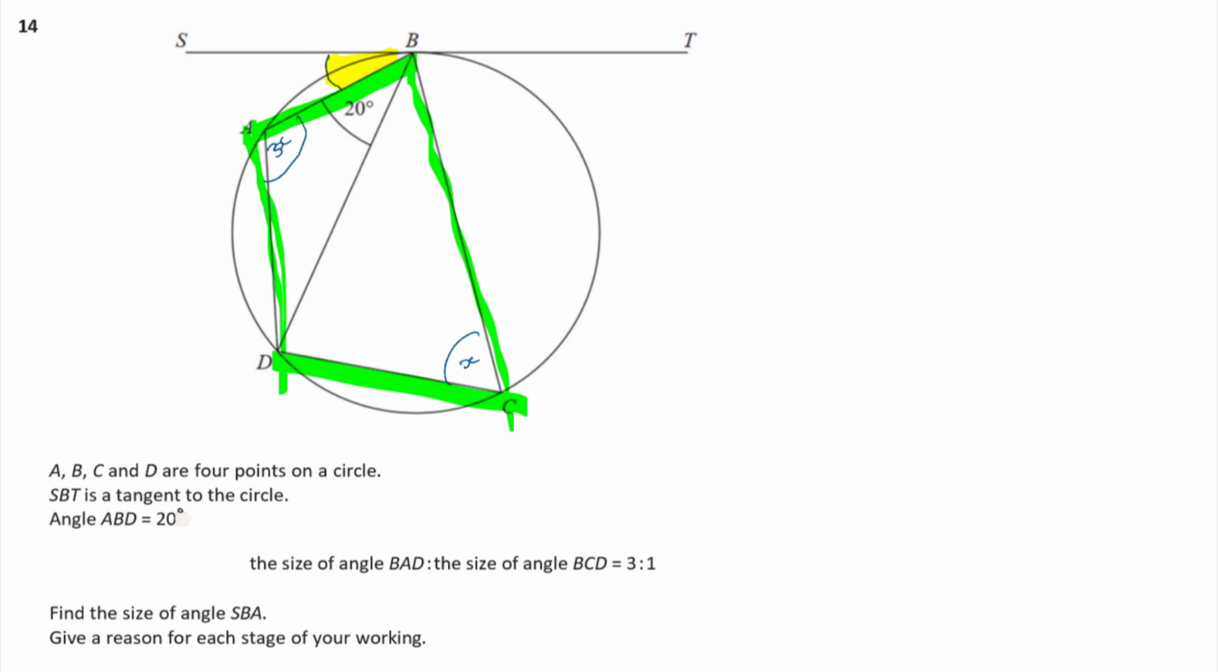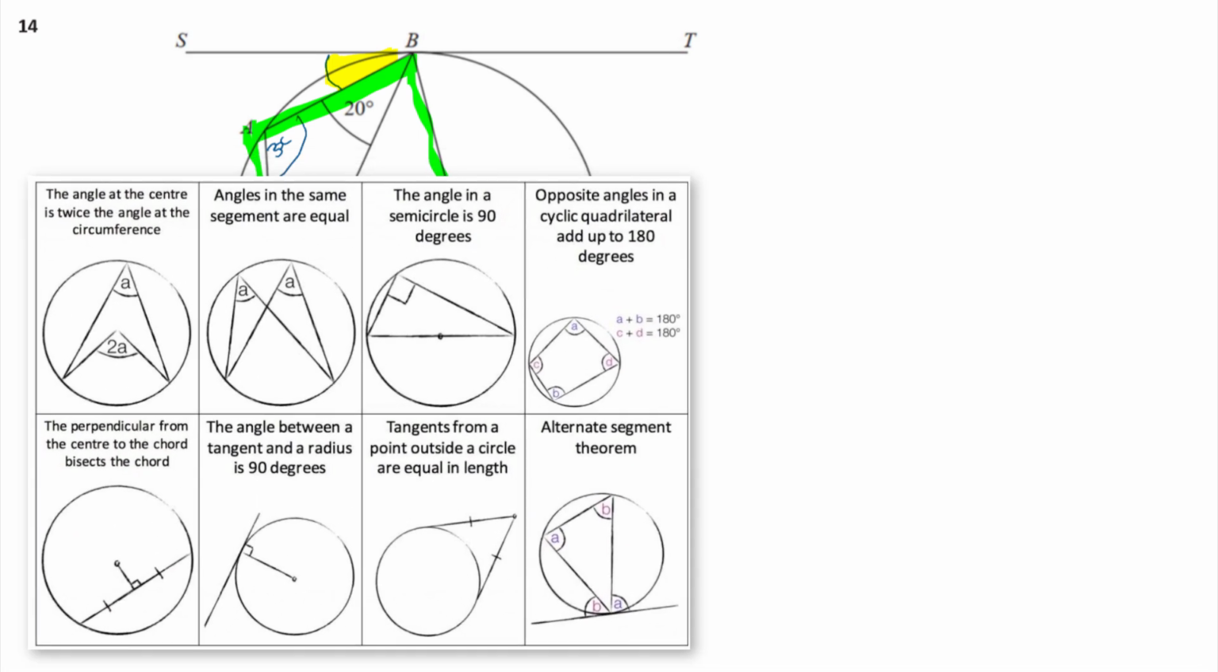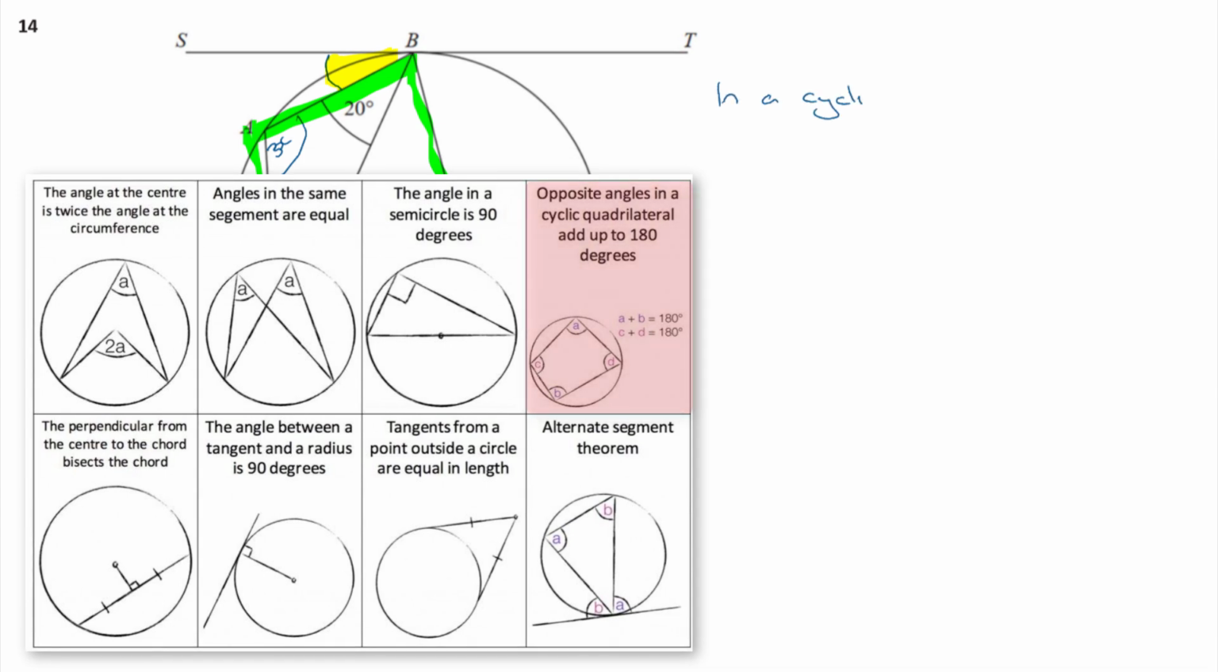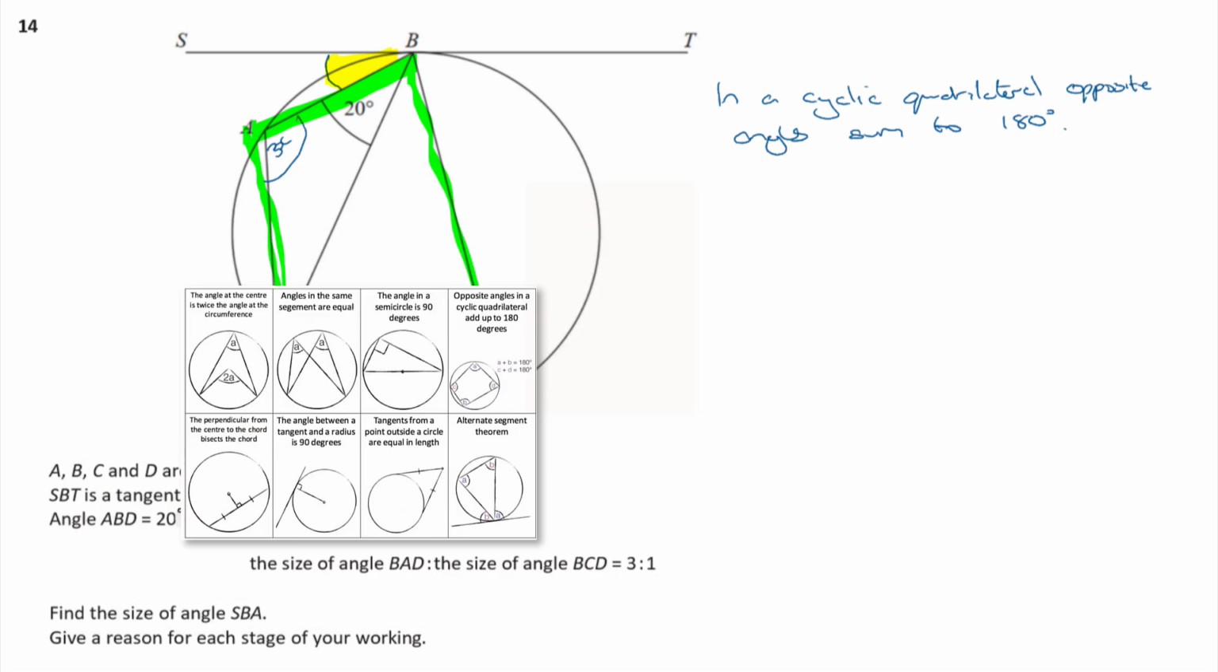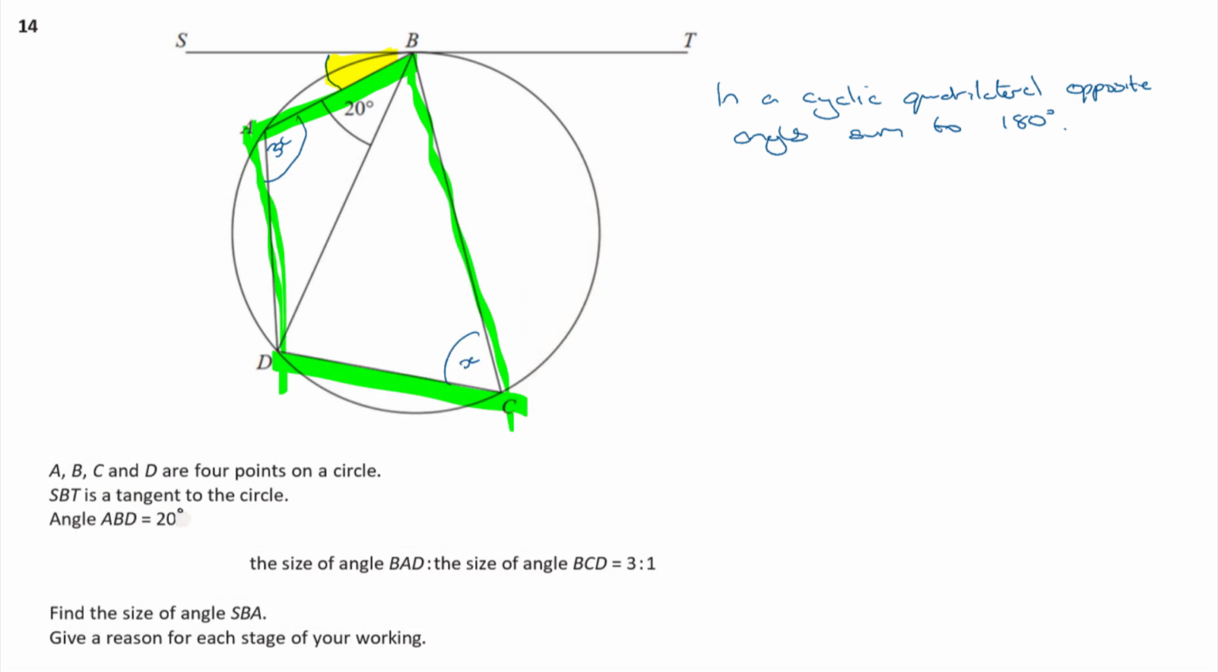Okay, so I'm going to start with the cyclic quadrilateral because I know a fact about cyclic quadrilaterals. I know that in a cyclic quadrilateral, opposite angles sum to 180 degrees. Now the reason I picked on that one is because these two are opposite angles in a cyclic quadrilateral, and because I know their size relative to each other, that is enough to work them out, isn't it?